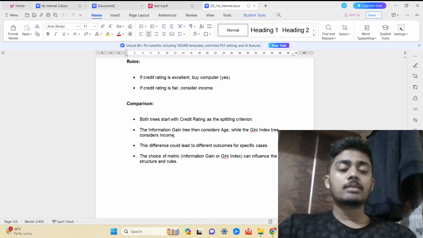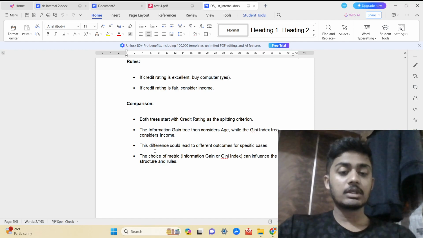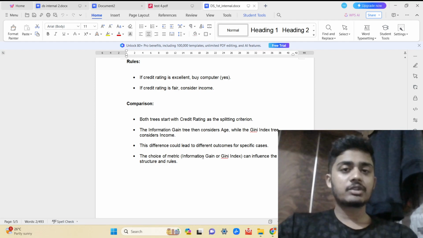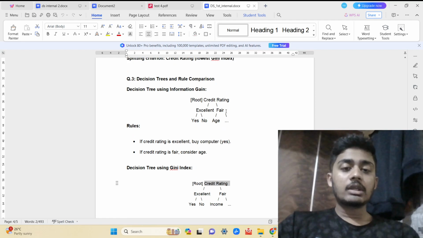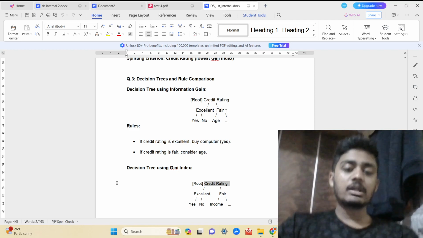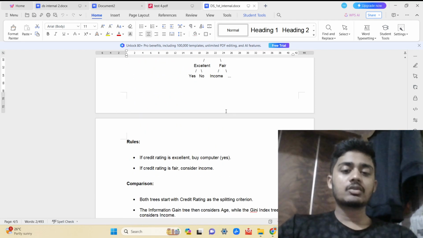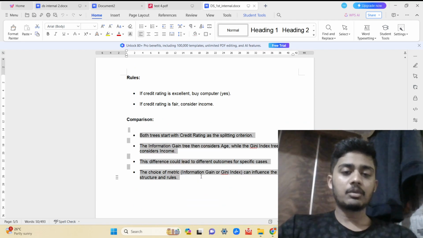Now let's see the comparison. Both trees start with credit rating as the splitting criteria, and the information gain tree then considers age, while the Gini index tree considers income. This difference could lead to different outcomes for specific cases, and the choice of metric, information gain or Gini index, can influence the structure of the tree or the rules. So we have discussed the comparison between both Gini index and information gain.